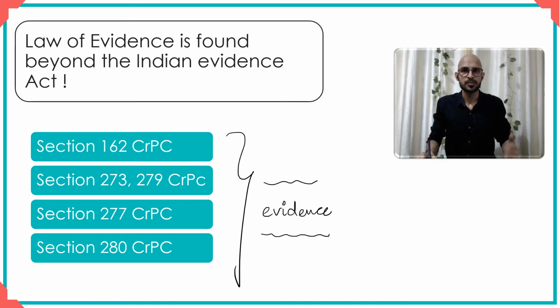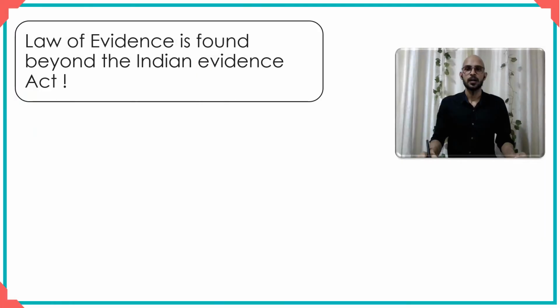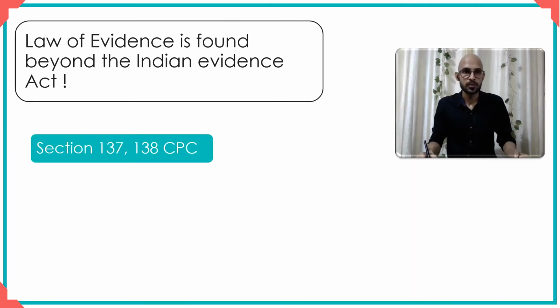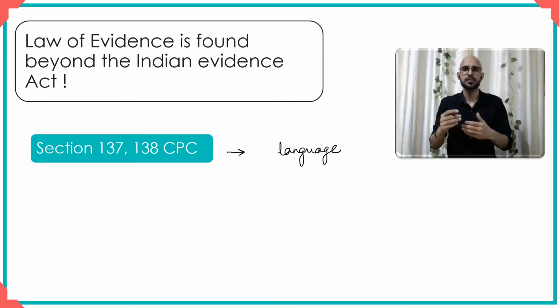Now we'll look at some examples from the CPC. I'll briefly take you through a couple of provisions of the CPC. In case you're curious enough, you can go and have a look. So sections 137 and 138, for example, deal with the language. 137 talks of the fact that the evidence should be recorded in the local language. 138 talks of when it can be in English.